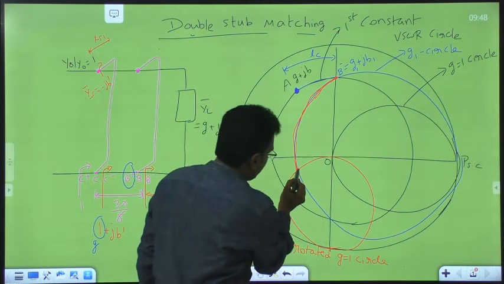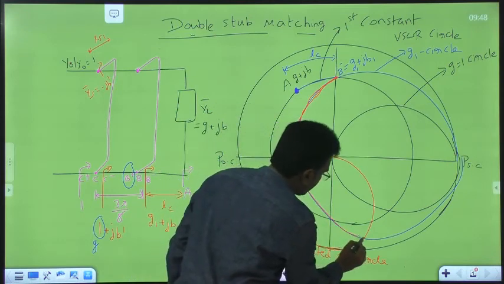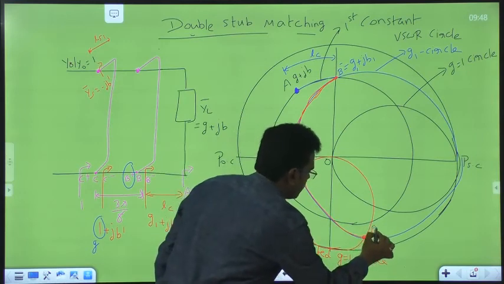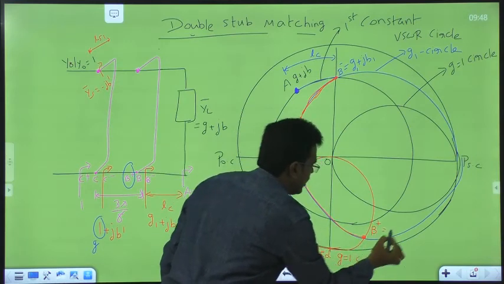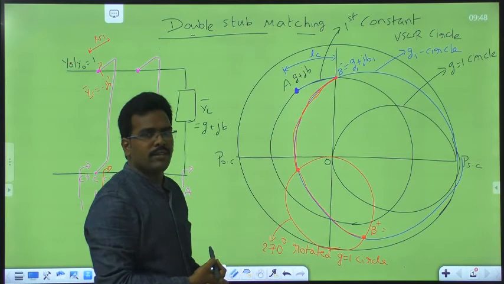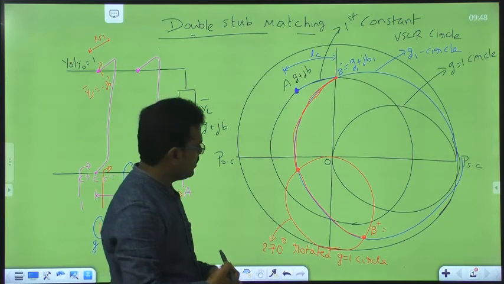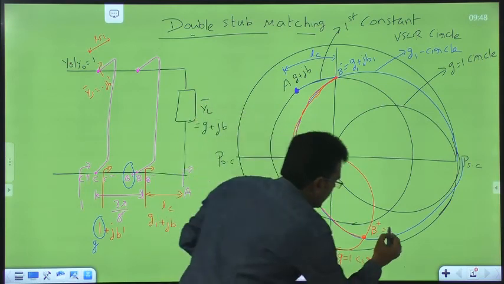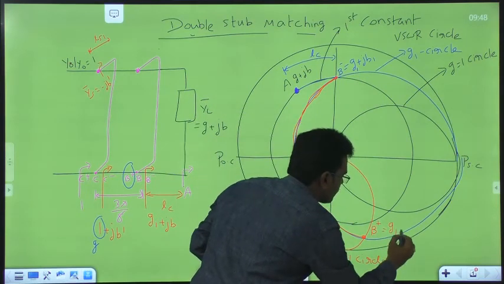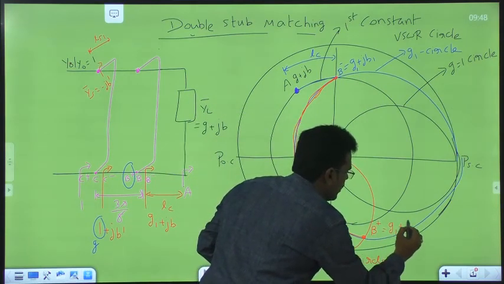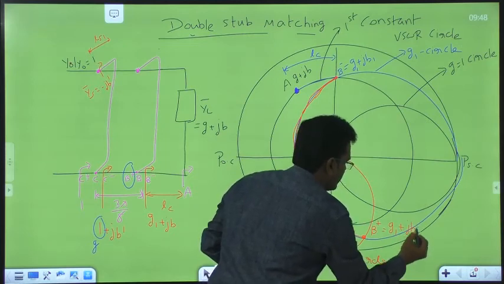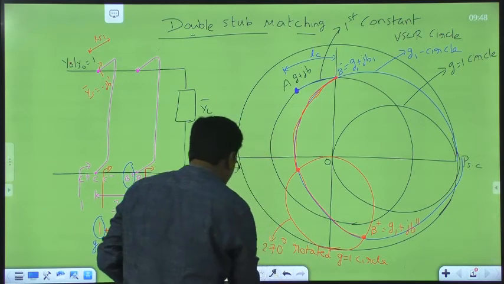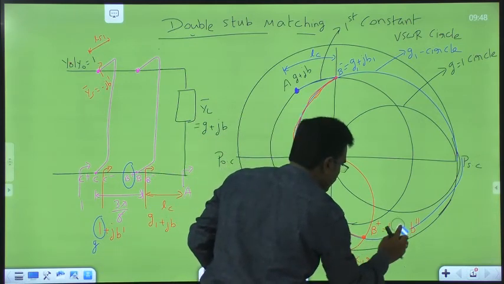Okay, I am taking here, no problem, anything is okay. So this is the point. This is the B plus point. At B plus, what is the value of admittance? Since it lies on the G1 circle, the real value is G1 only, and some JB double dash is the admittance. Or it is minus, right? Take minus, no problem.